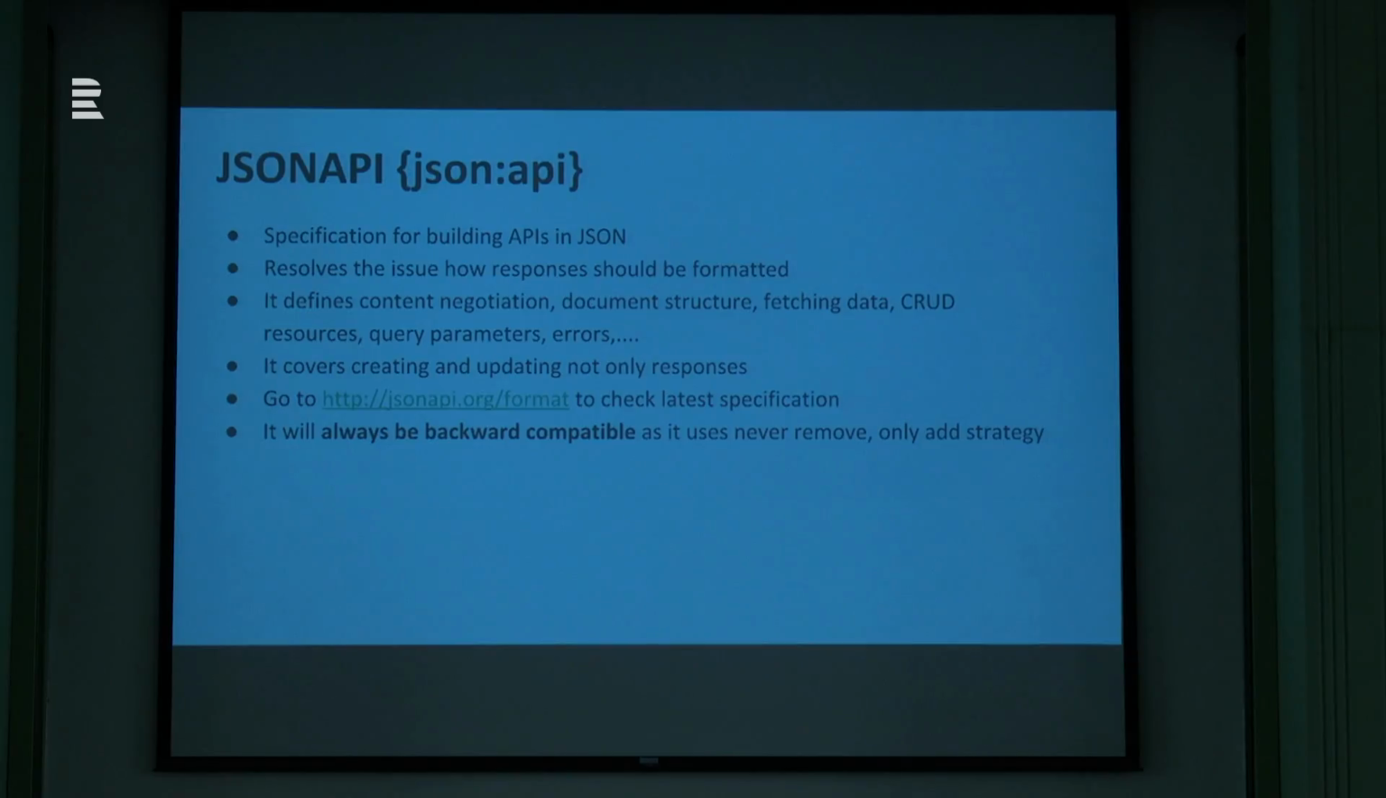And what's also interesting about the JSON API is that it will always support previous versions. So if you built something according to the API and they added something in a different version, it will still be backward compatible. They will only add new things. They will never lose support for the old ones. You can go to this link to check formats and the specification for the JSON API.